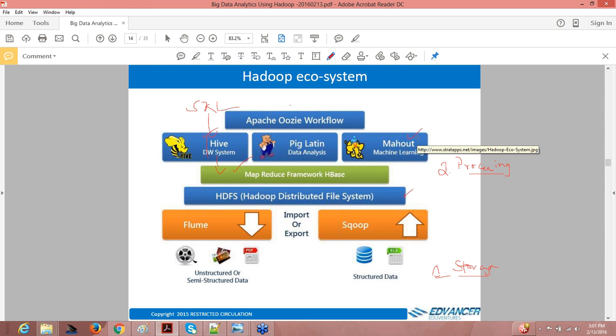Mahout is another component in the Hadoop ecosystem which we can use to run machine learning algorithms. What is machine learning? Machine learning is a field of study in computer science where we learn about building applications or programs whose behavior will be dependent on the data that is fed to those programs.